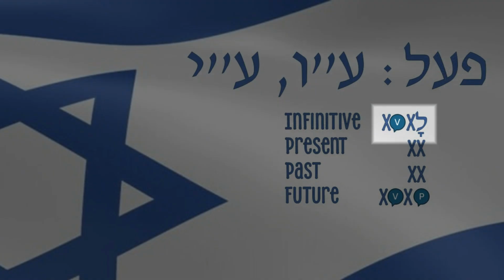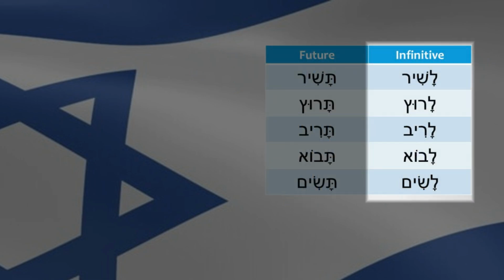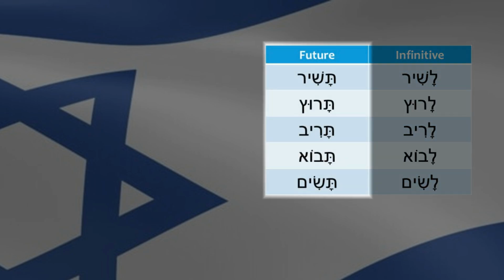The infinitive has an a on the lamed instead of an e, and then the only other vowel is that shoresh letter. So we have lashir, larutz, lariv, lavo, lasim. It's always either a-i or a-u or a-o. And the future rhymes though. Tashir, tarutz, tariv, tavo, tasim. So the future is following the pattern of the infinitive.